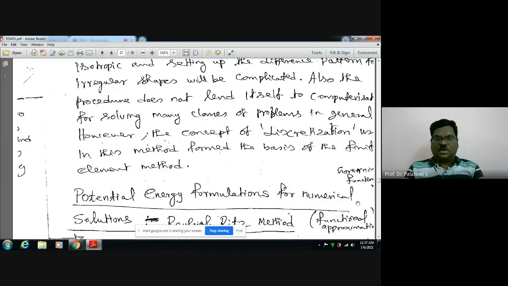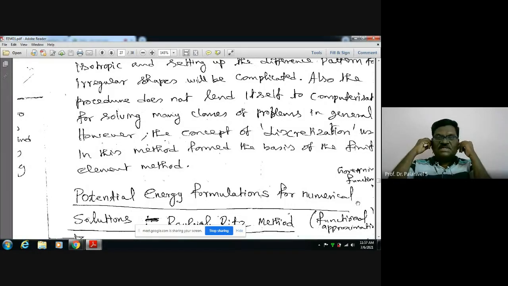The other two approximate methods, what are they? Functional approximation, that is the Rayleigh-Ritz method, and the finite difference method. There are certain best features available in those, and they are well utilized. The finite element method combines the best features of those two methods.